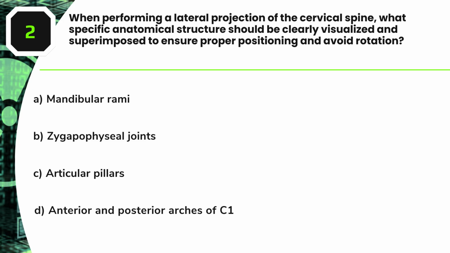Question 2. When performing a lateral projection of the cervical spine, what specific anatomical structure should be clearly visualized and superimposed to ensure proper positioning and avoid rotation? A. Mandibular rami. B. Zygapophyseal joints. C. Articular pillars. D. Anterior and posterior arches of C1.